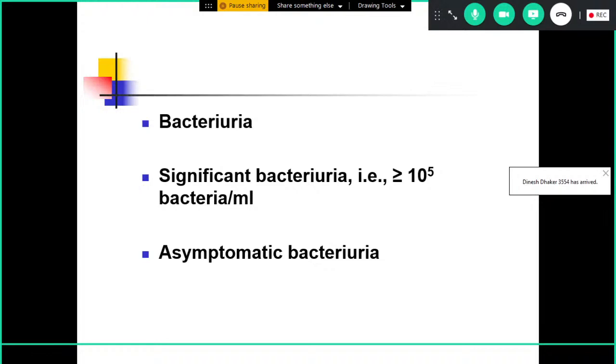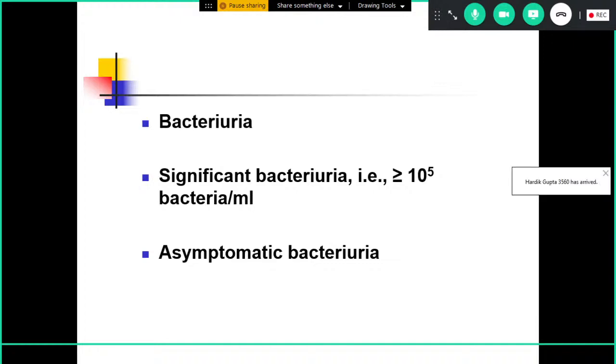So before I actually start with this, an orientation to the terms that are used in this. You will come across the term bacteriuria, which means the presence of bacteria in urine. Then there's a term called significant bacteriuria, which means the number of bacteria being more than or equal to 10 power 5 bacteria per ml of urine. This is taken with the assumption that if at all there are some contaminants, the counts do not exceed 10 power 3 bacteria per ml.